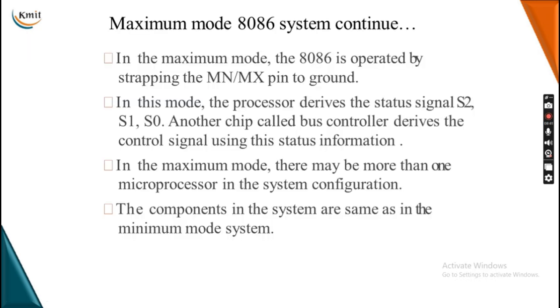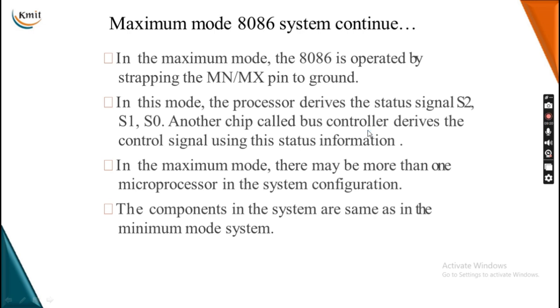So as we have seen, the 8086 is operated in maximum mode by making the MN/MX bar pin 0. So 0 means what? Ground. In this mode, the processor drives the status signals S2, S1, S0 to the other chip, which acts as the controller, which derives the control signals using the status information the processor provides.